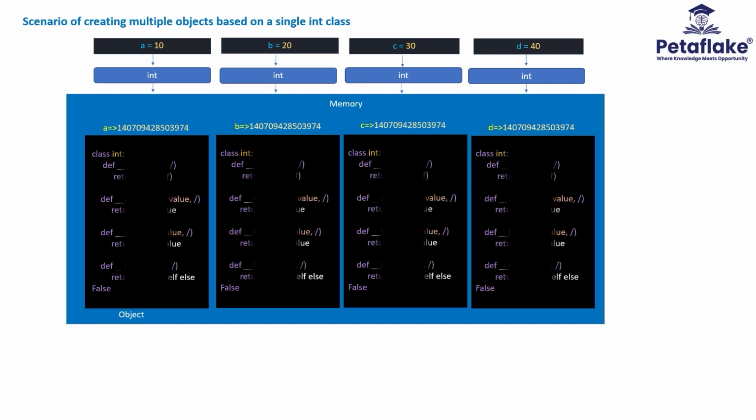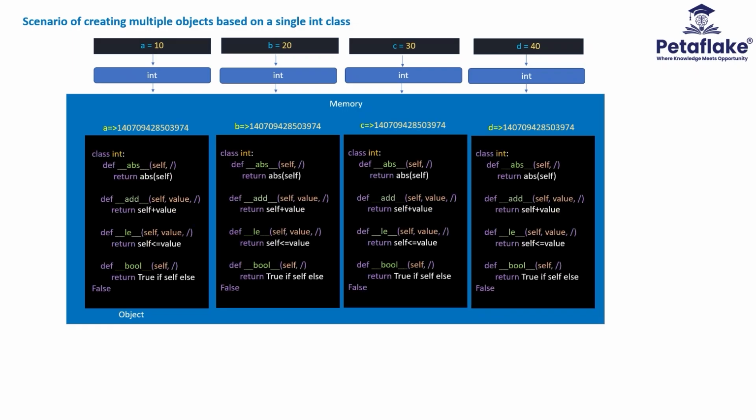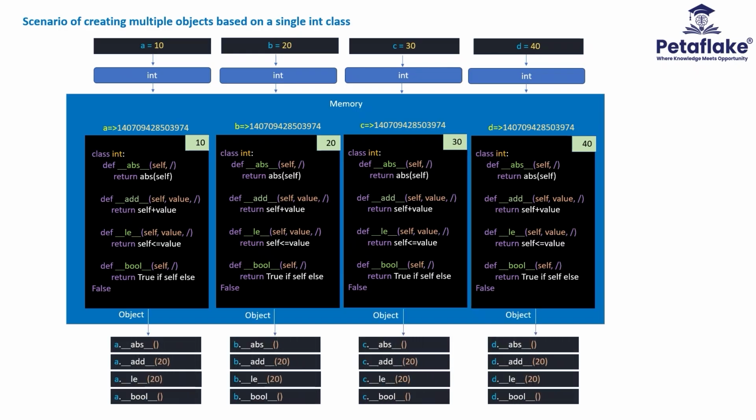A copy of the int class code will be stored in each object created in the memory and the values provided for the variables will be stored in the respective object's memory. All the methods available in the int class will be available in each object created based on the int class. Now we can execute all the methods of the int class through variable a, variable b, variable c and variable d.